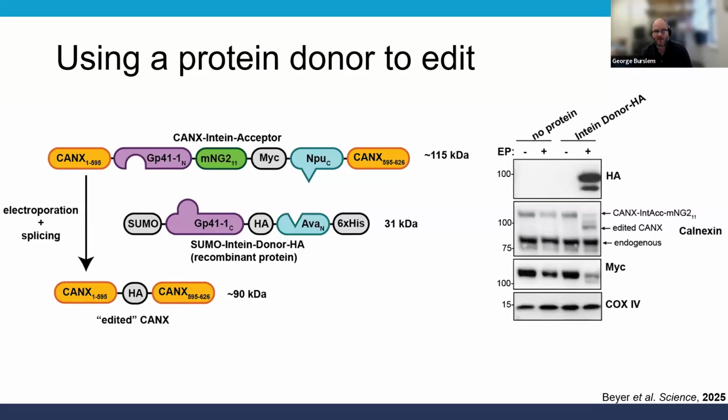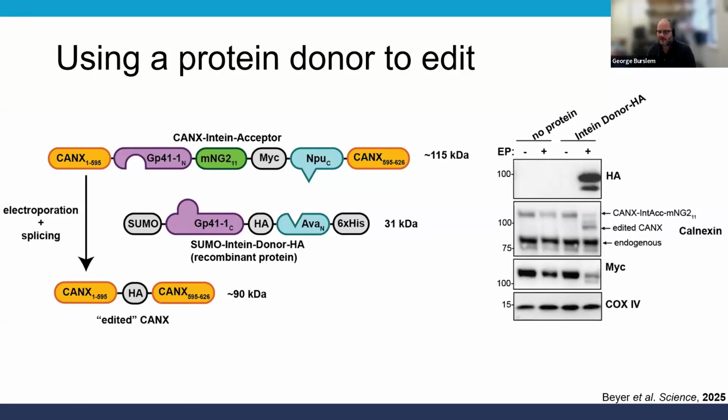And we were really pleased that we could see exactly what we had hoped to see: a high molecular weight HA immunoreactive band, exactly where we would predict it. We saw loss of the MYC signal as we've edited the sequence to remove the MYC tag, and we see a change in the calnexin because we've reduced the size of it, but we've retained the C-terminal tail, and we have basically swapped all of that machinery for a simple HA immunoreactive tag.